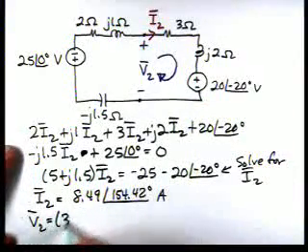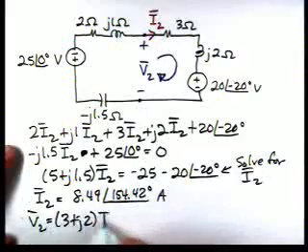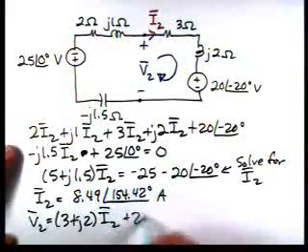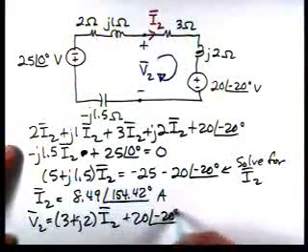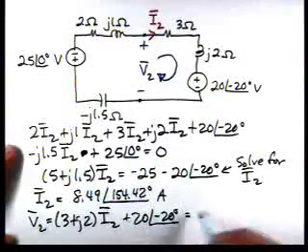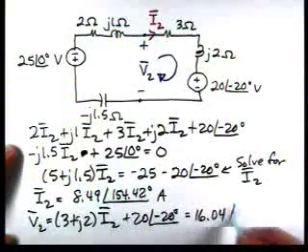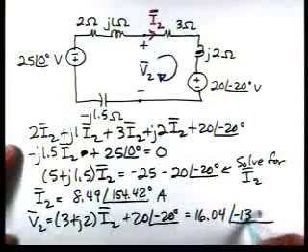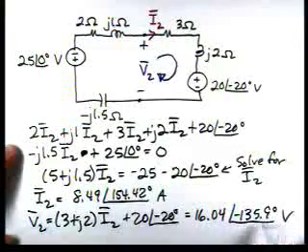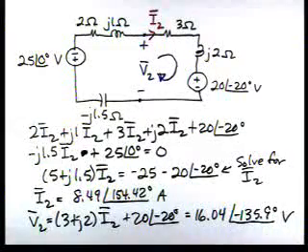Now, for V2, we can take KVL around this loop. V2 is 3 plus J2 times I2 plus 20 at an angle of minus 20. And that's 16.04 at an angle of minus 135.9 degrees. So there's V2 and I2.